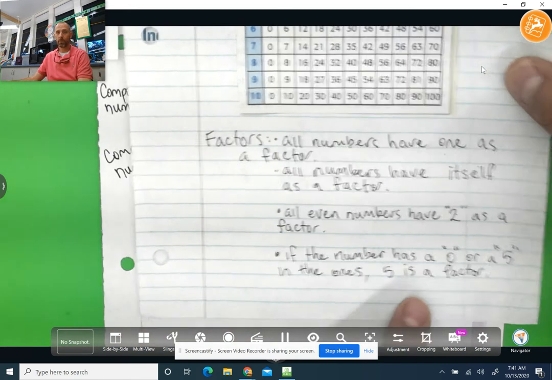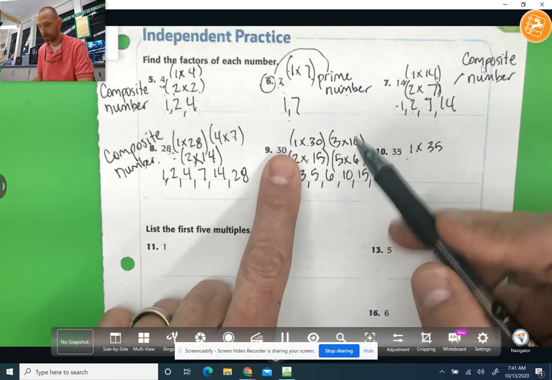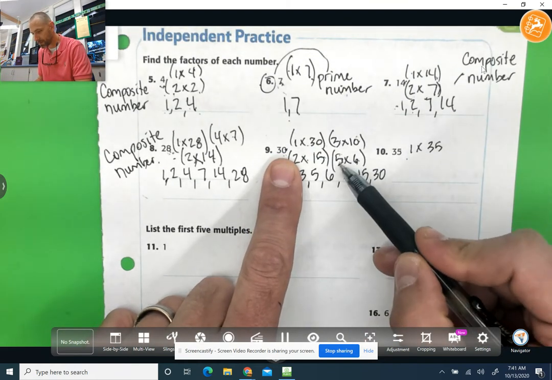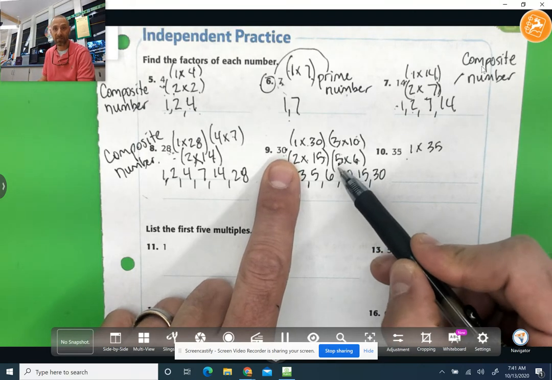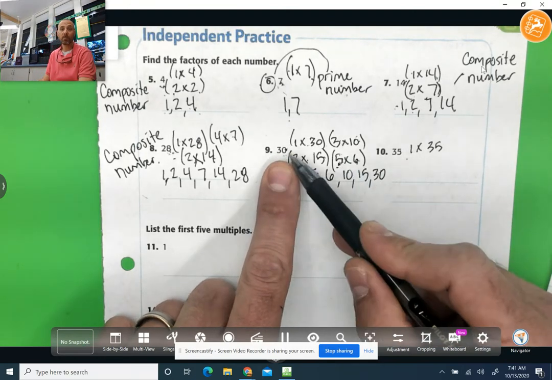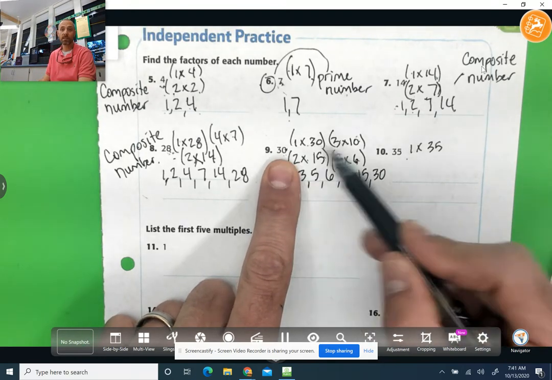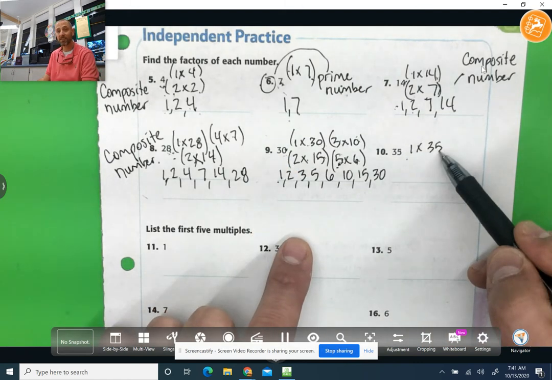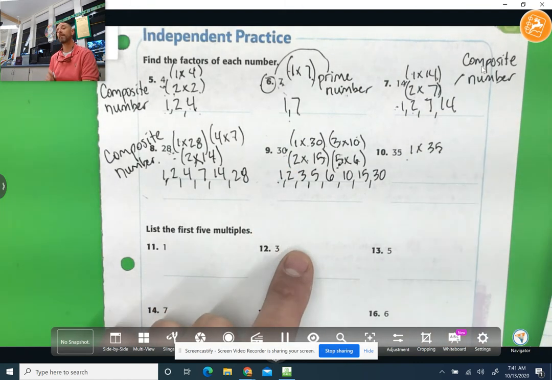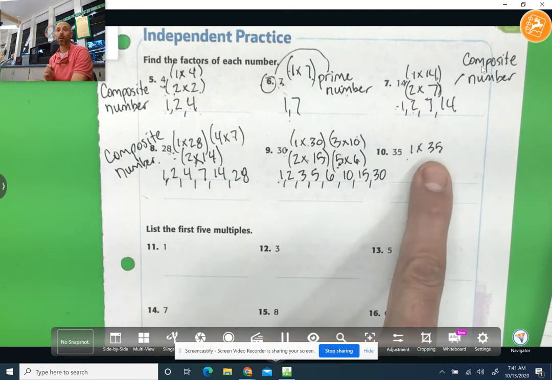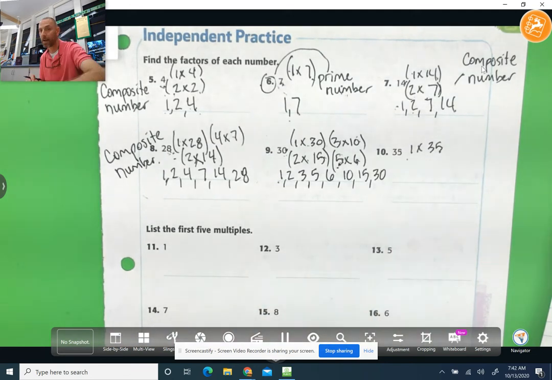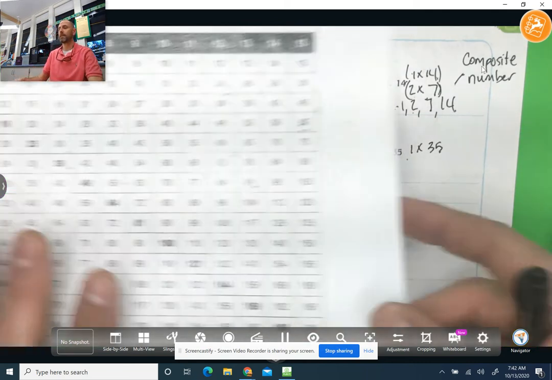For example, looking at 30, it has a 0 in the ones place. I knew that 5 was a factor, okay? Because 5 times something is going to give me a number that either has a 0 in the ones place or a 5 in the ones place. Because this has a 5 in the ones place, I know 5 is a factor. Because it's an odd number, I know that 2 is not a factor of 35.